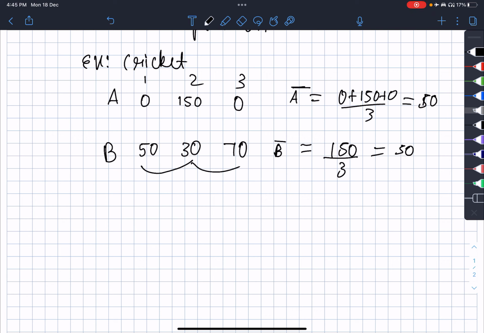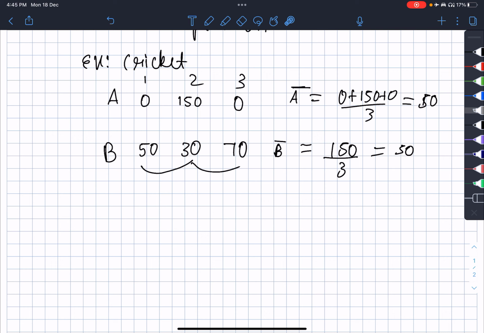If we have to choose a player who is a hitter, then we'll be choosing A, and if we have to send anyone to open, then we'll be sending B, because B is more stable than A. If A goes to the ground, he'll either be hitting a six, or he'll come back to the pavilion. So this is the case behind it.